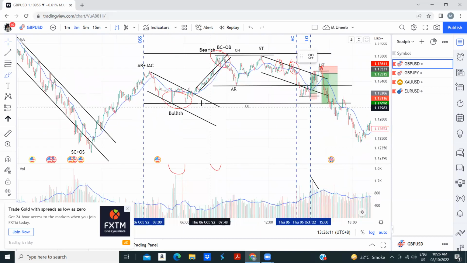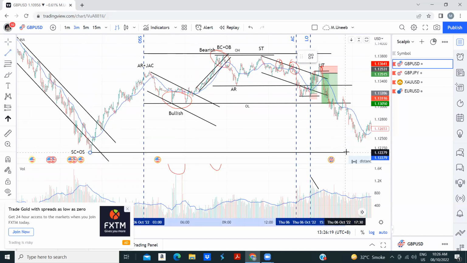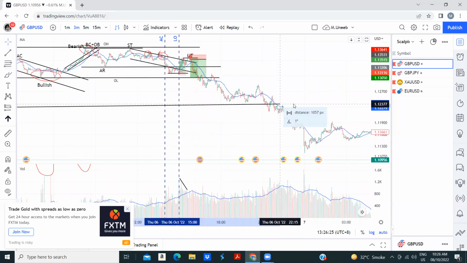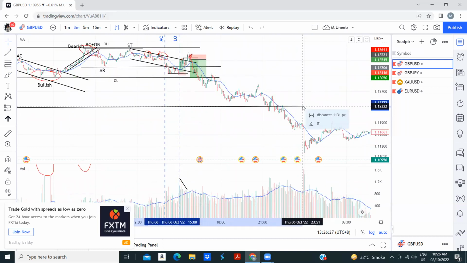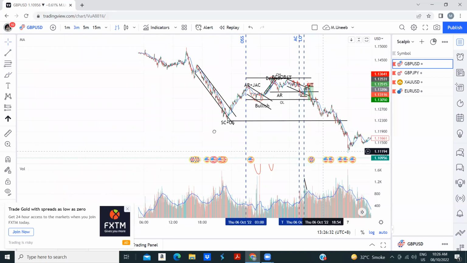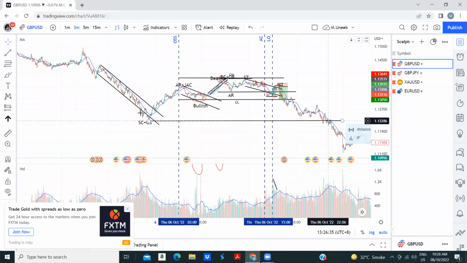Now here we were expecting, because our major bias was bullish, right? Our major bias was actually bullish right from here. You can see this is our major bias at this extreme low. But all of this bias changed, and the price kept on moving down, kept on moving down. Why did the price keep on moving down? Can you tell me?